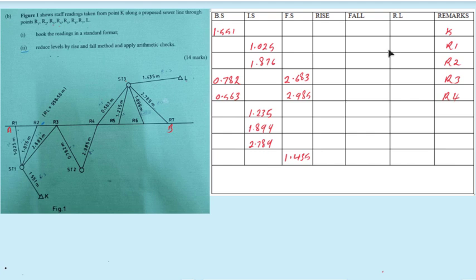With that, we are now able to reduce the repos from point number 1 up to the last reading. So with this, we can reduce the repos, and this is 1.551. We subtract 1.025. If it is a rise, we have a positive, but if it's negative, then automatically it is a fall.